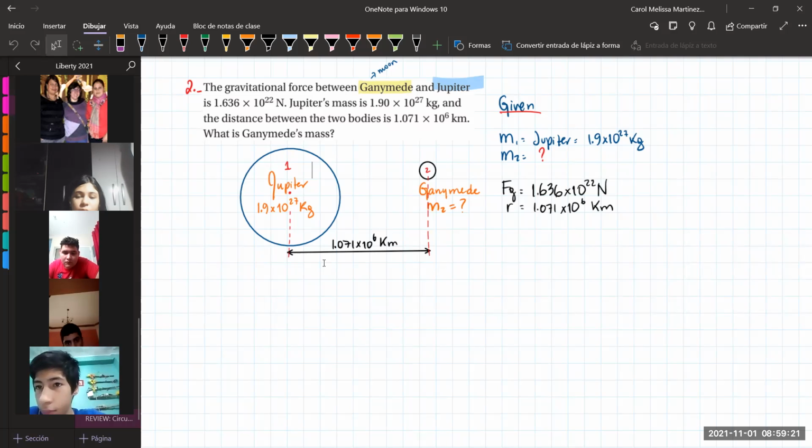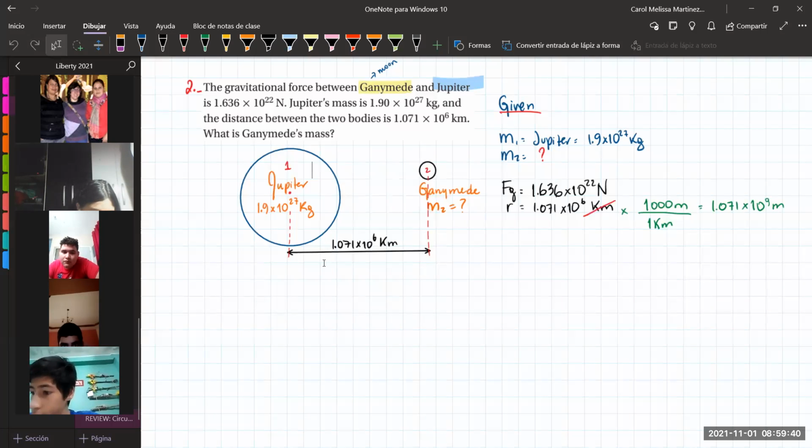Knowing that in 1 kilometer you have 1,000 meters, the answer that you should get is 1.071 times 10 to the 9th power meters. Kilometers cancel with kilometers. I didn't do it in the calculator, I did it mentally. Doing things mentally is very good.